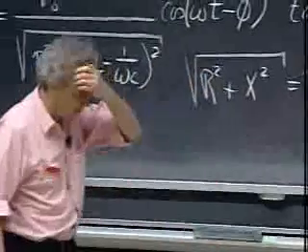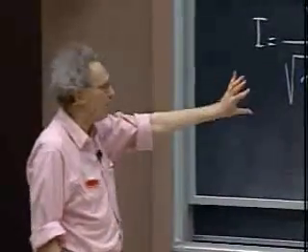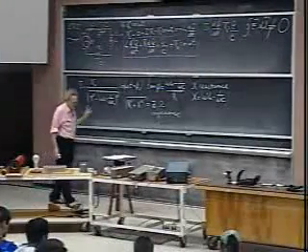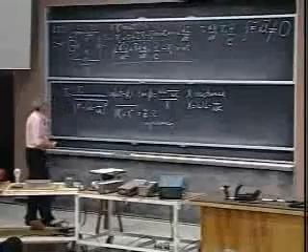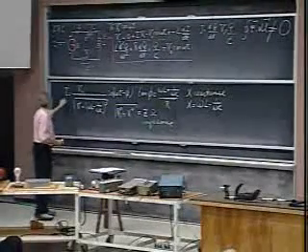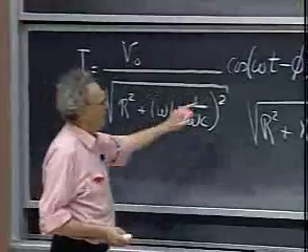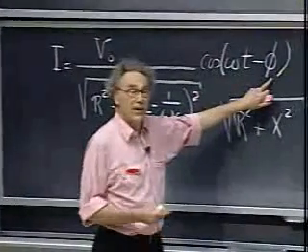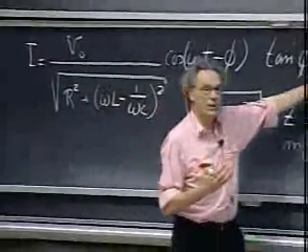Now, there are several interesting things that you can see in this solution. We have to start digesting this solution. It has very interesting aspects. For one thing, you can see that the current can be delayed over the driving voltage when phi is positive. Then the current comes later than the voltage. And that's the result of the inductor.